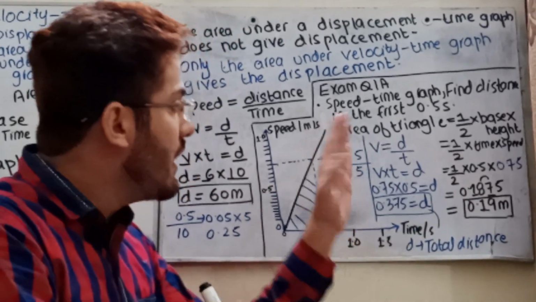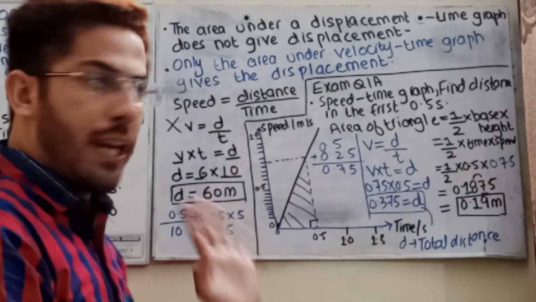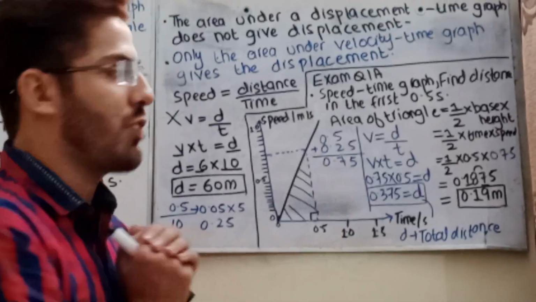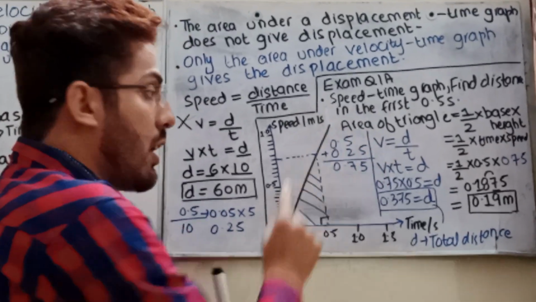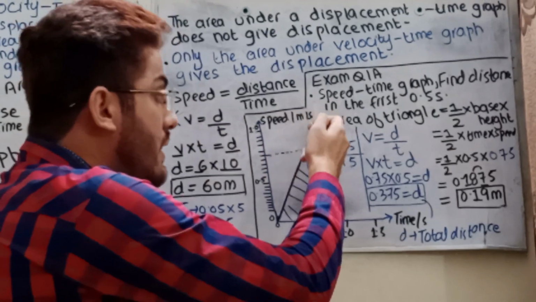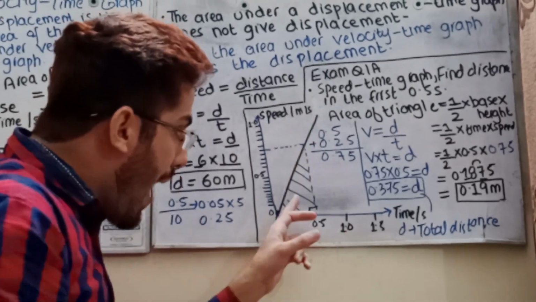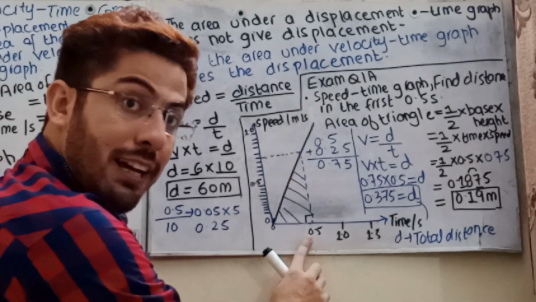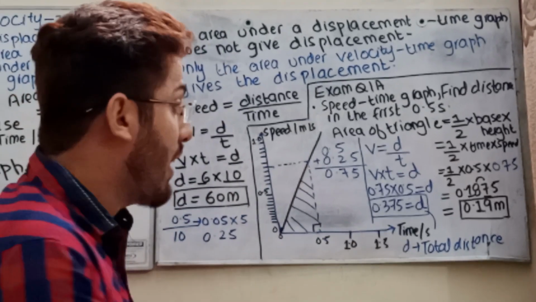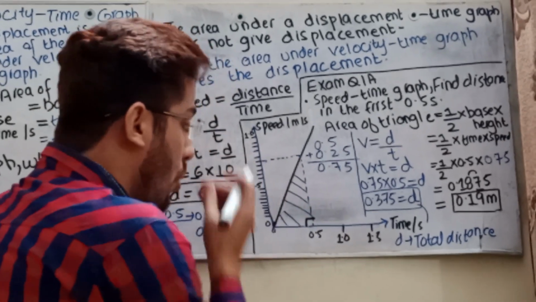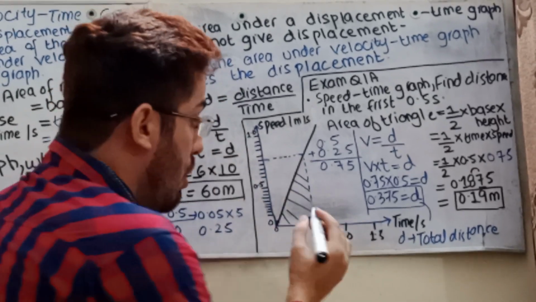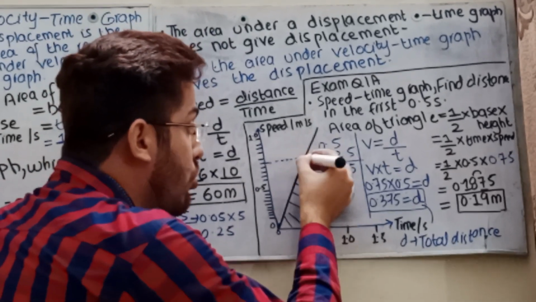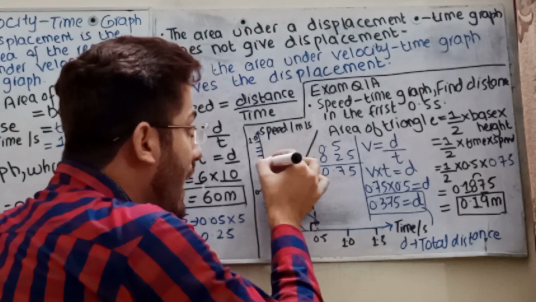You are given speed and time, and you need to find the distance in the first 0.5 seconds. Is this a square? No, it is a rectangle, so we apply the area of a rectangle. Remember, there are 10 small lines on the y-axis, and I need to draw this line to get the accurate answer.